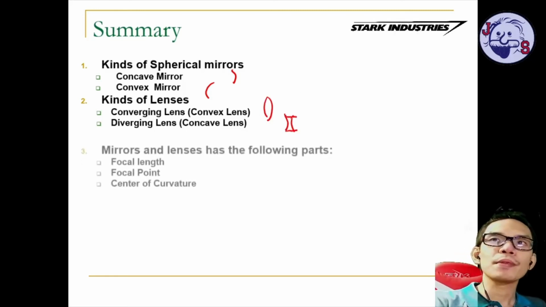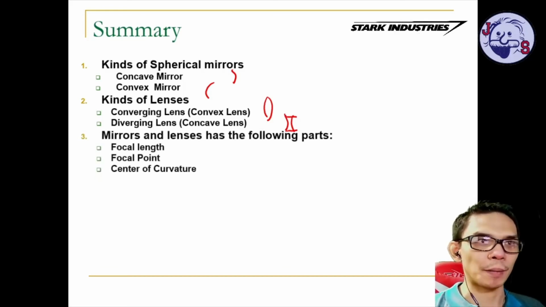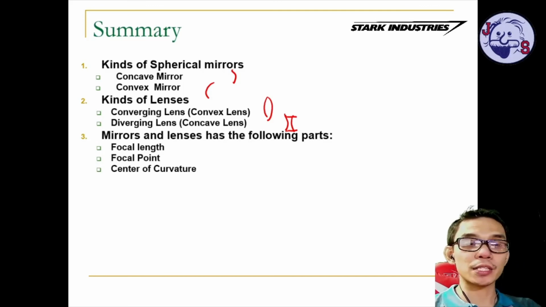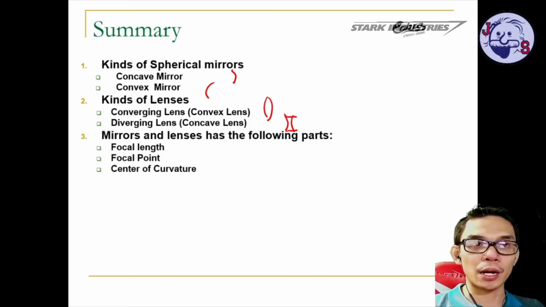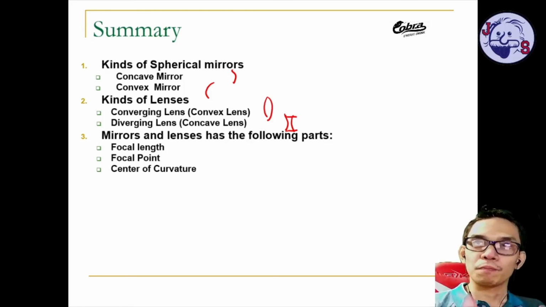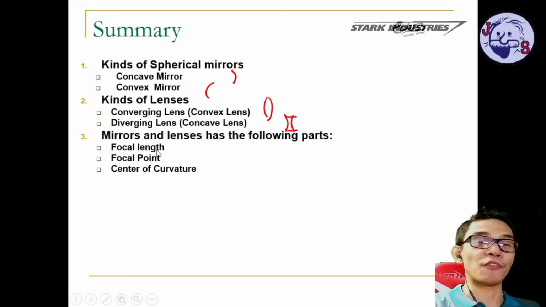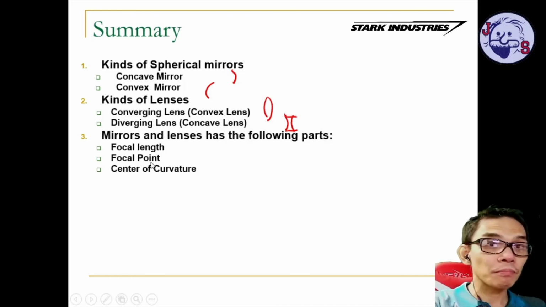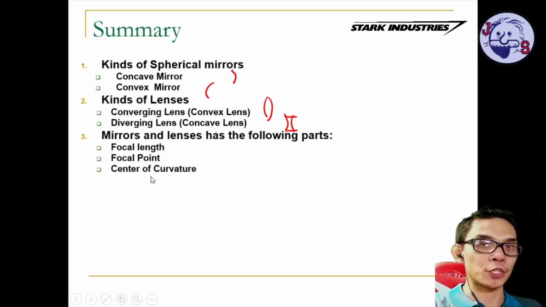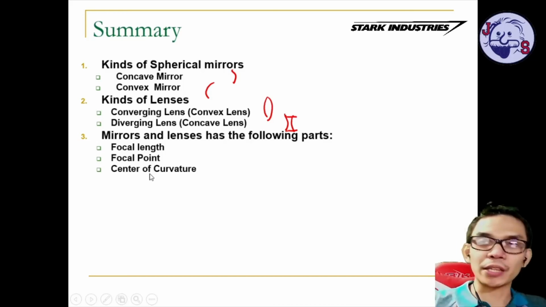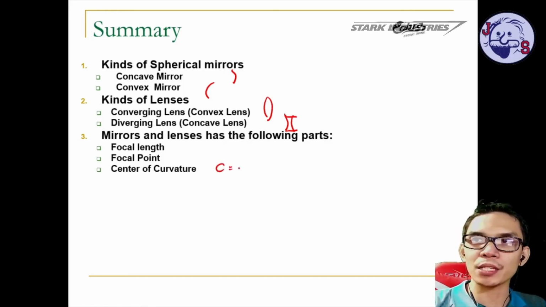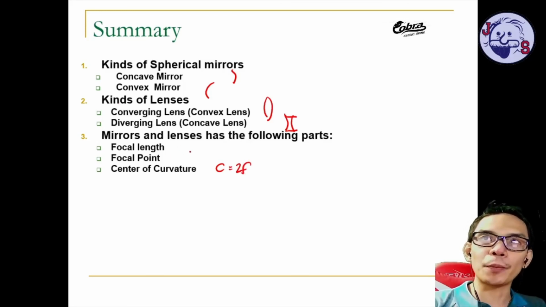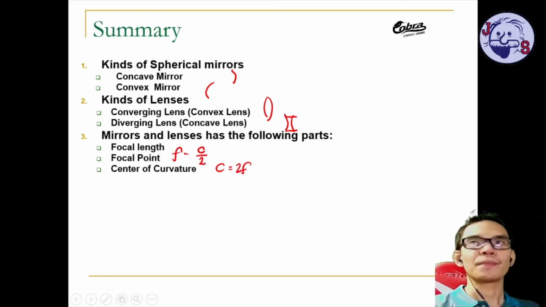Next, mirrors and lenses have the following parts. Number one, focal length. This is the distance from the pole of the mirror to the focal point, or from the optical center or the surface of the lens to the focal point. That is the focal length. Next, the focal point is half the distance of your center of curvature. The center of curvature is obtained using this formula: C is equal to 2F. And the focal point is obtained by dividing the center of curvature by half.